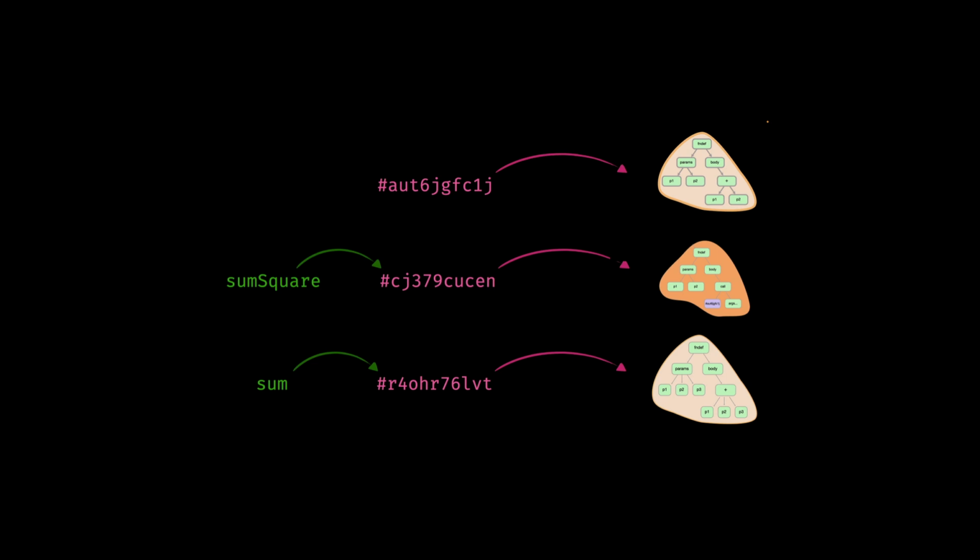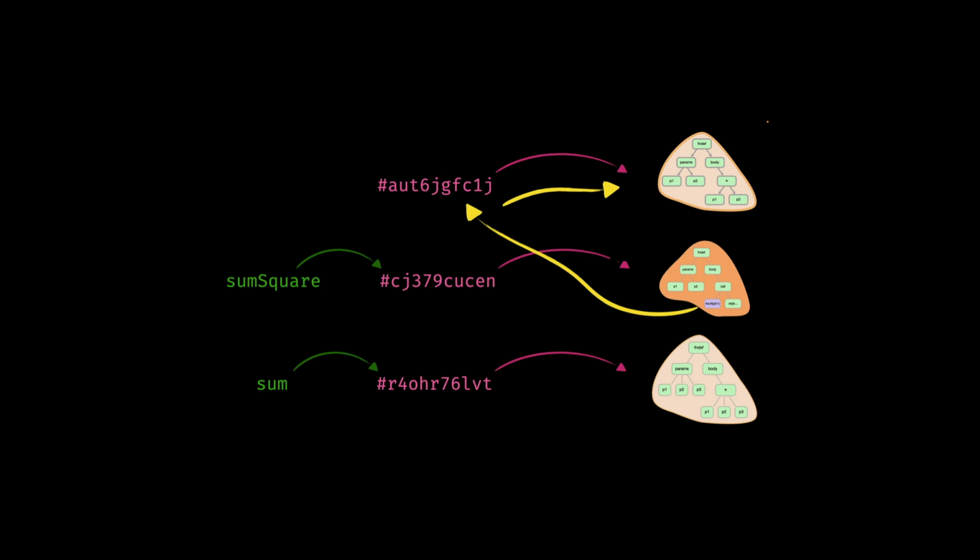But inside sum square, the AST is still referencing the hash, the AUT number. So when we execute sum square, it's actually going to run that original function. Even though it doesn't have an external name or an alias name, it's still going to be able to run that function because the function is never destroyed.